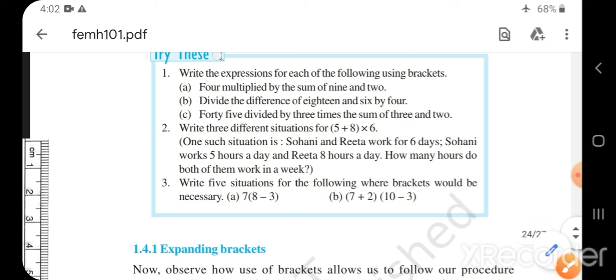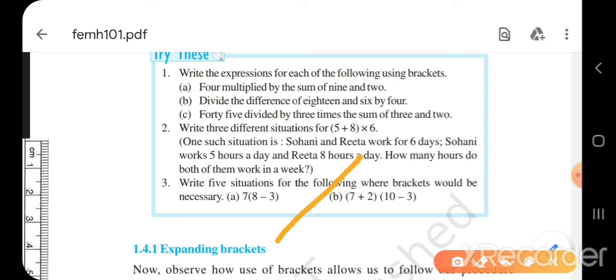Second is, divide the difference of 18 and 6 by 4. So divide the difference of 18 and 6 by 4. It means in the denominator 4, and in the numerator the difference, which means 18 minus 6. So first of all we will subtract 6 from 18 and then we will divide it by 4.